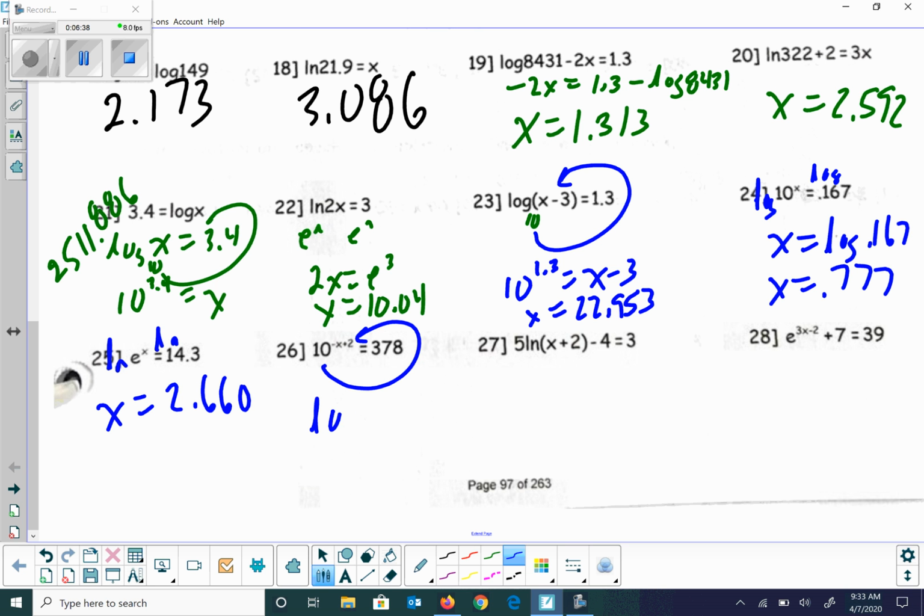This one, I'm going to swing this around to get that. So that's going to give me log base 10 of 378 equals negative x plus 2. So log base 10 is fine, which is just going to be log of 378, because remember, log by itself and log base 10 mean the same thing. So that gives me 2.577. Subtract 2 from that, and then multiply by negative 1. So I get x equals negative 0.577.